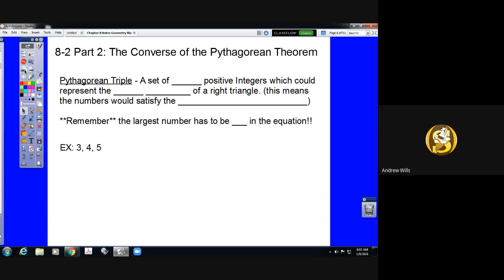All right. Again, today we are continuing our discussion of Chapter 8, Section 2, which is covering the Pythagorean Theorem. Today we are going to discuss the converse of the Pythagorean Theorem and some things that go along with that. The first of those things being a new vocabulary word, Pythagorean triple. Okay, new vocabulary word, Pythagorean triple.